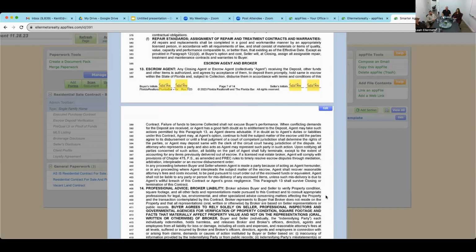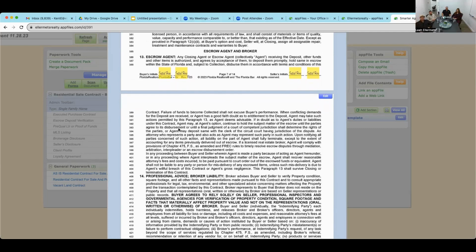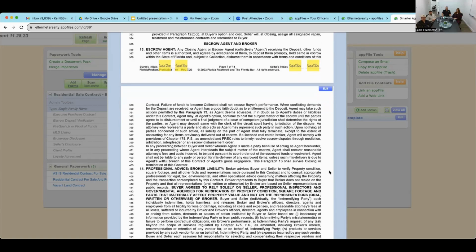All right, so rolling on again, this now talks to escrow agents again, how money can be released. This paragraph survives closing. How about that line? Or termination of this contract. Failure of funds to become collected shall not excuse buyer's performance.